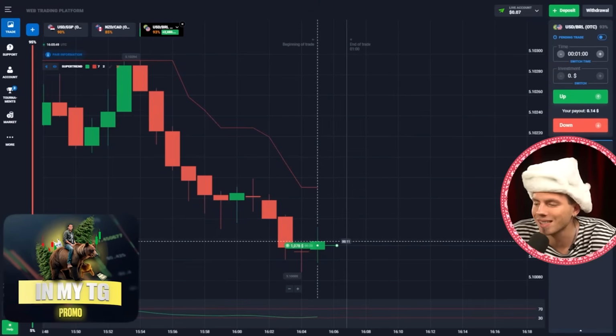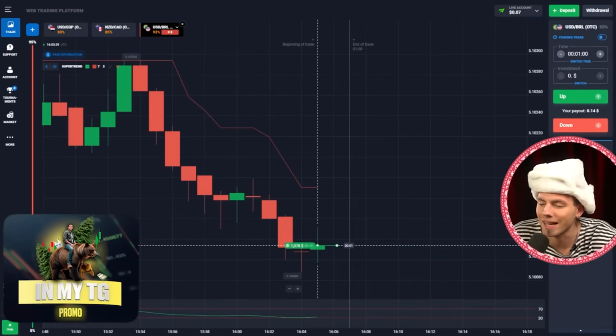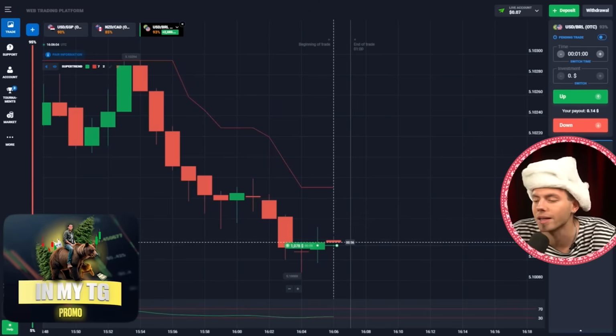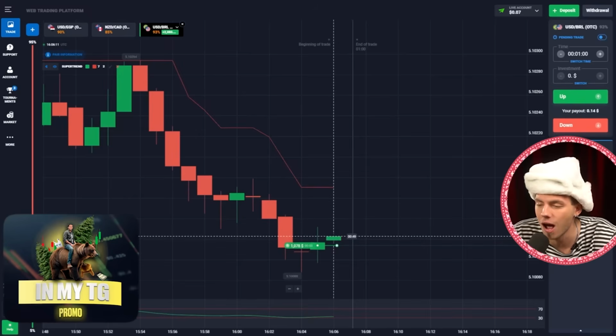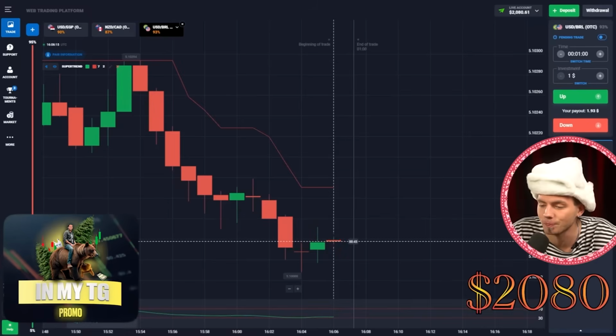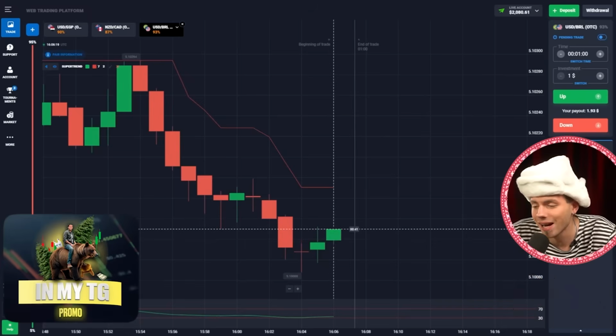So the RSI oscillator is already in the oversold zone, you see? And let's try an option up right now, because all these indicators are telling us that the situation is about to change. Although we are in a global downtrend, the situation is about to change very soon. So let's try the option up and see what's about to happen. It's actually already started to change, and we got a trade closed with $2,000, of course.